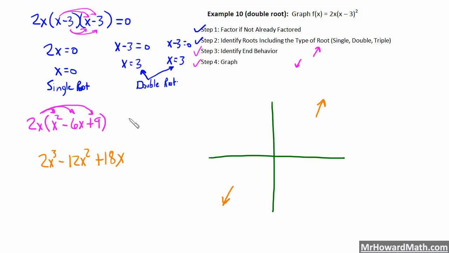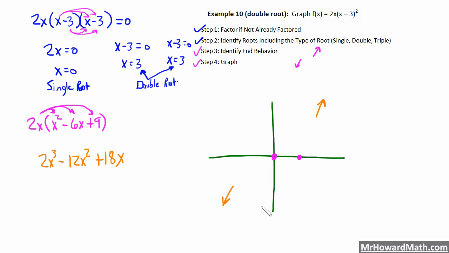Now we need to put our roots in. So we have a single root at 0. So that means, I'm going to do that in pink so we can see it, that means we're going to cross through the x-axis completely. We're going to pass completely through it. Then we have a double root at 3. So this one right here is going to be a double.